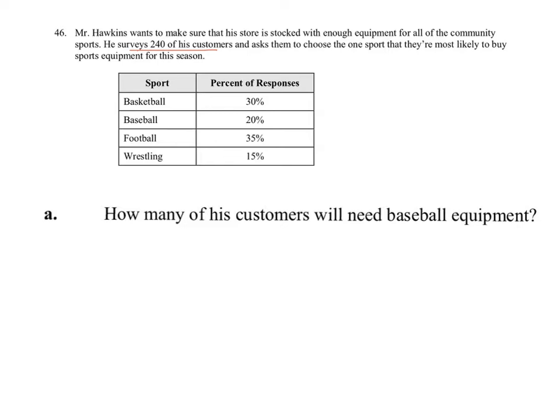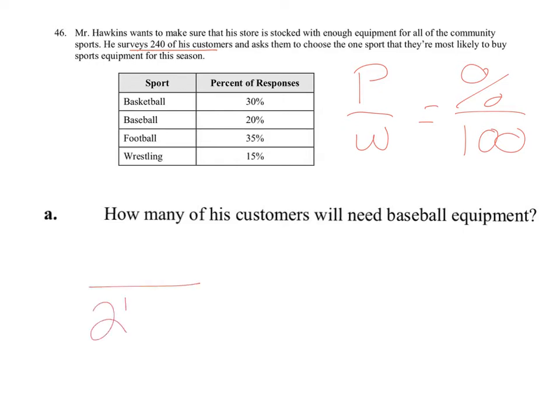So the first question, and you can see in the table the percent of the responses. So the first question says, how many of his customers will need baseball equipment? So we remember that we can do the part over whole equals percent out of 100. So for this problem, we have the whole, that's 240 people were asked, and it's always out of 100. And our percent is 20%.